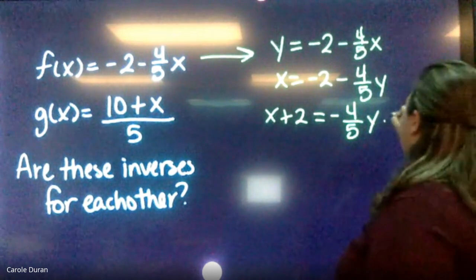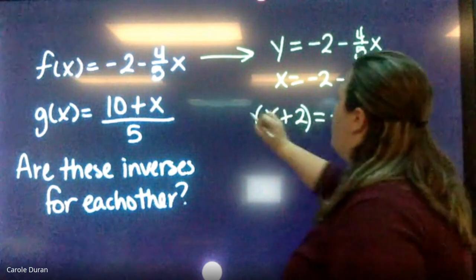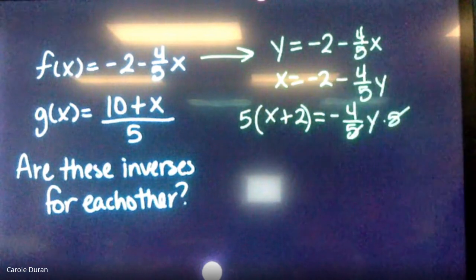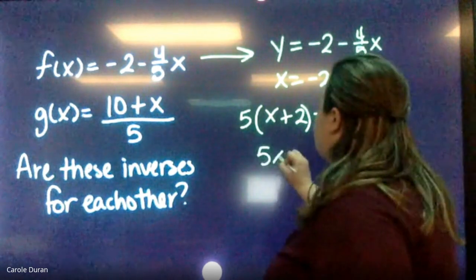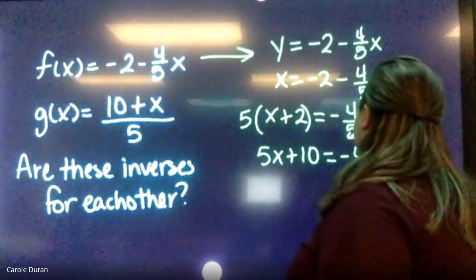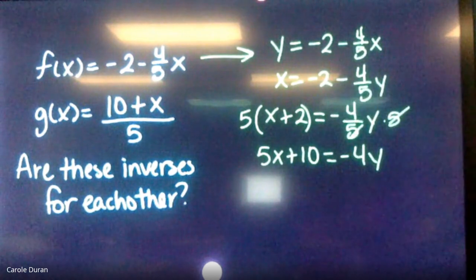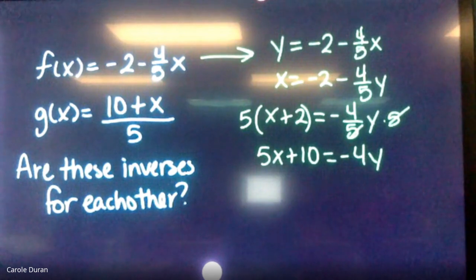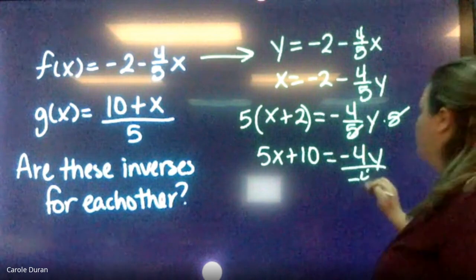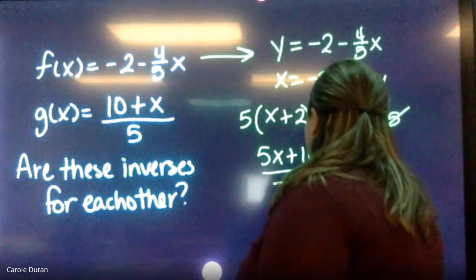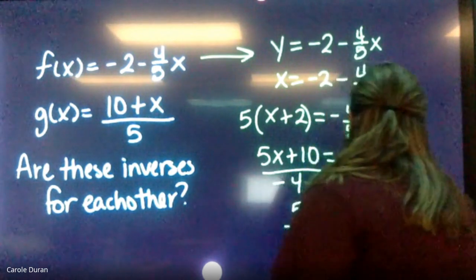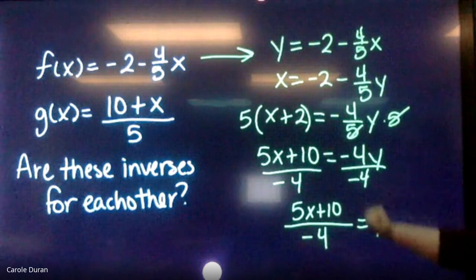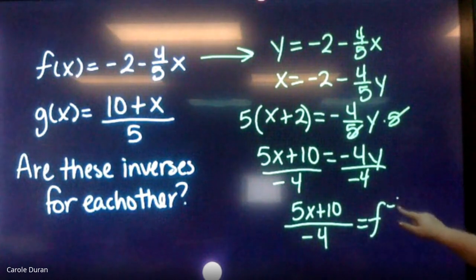Good. So when I multiply this side by 5, my 5's cancel. Then I multiply this entire left side by 5, not just one term. That becomes 5x plus 10 equals negative 4y. And now what do I do? Divide everything by negative 4. And I'm left with 5x plus 10 over negative 4 equals y, which means that that is my inverse.